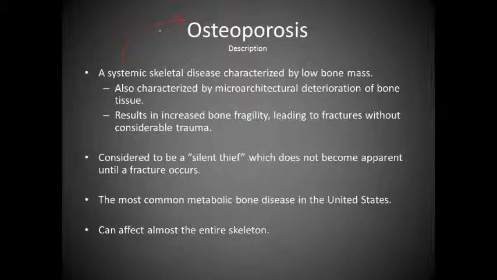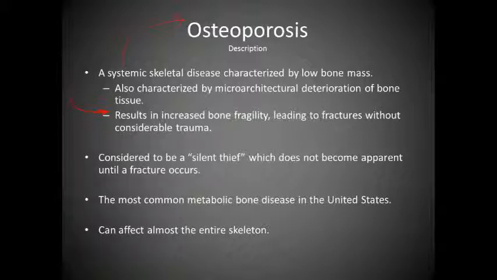Osteoporosis, for the most part, is a systemic skeletal disease characterized by low bone mass. It's also characterized by microarchitectural deterioration of bone tissue, and the ultimate problem with osteoporosis is that it results in increased bone fragility, leading to fractures without considerable trauma. You'll see this many times over, that patients do absolutely nothing but ultimately wind up with fractures. It's considered to be a silent thief, which does not become apparent until a fracture occurs.